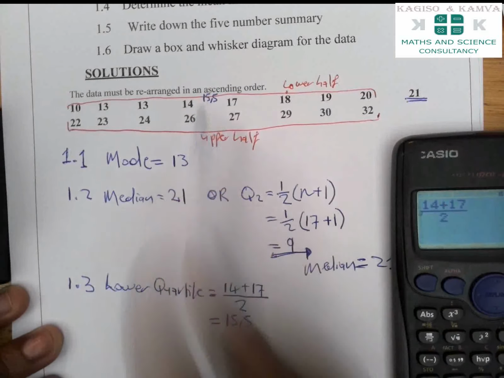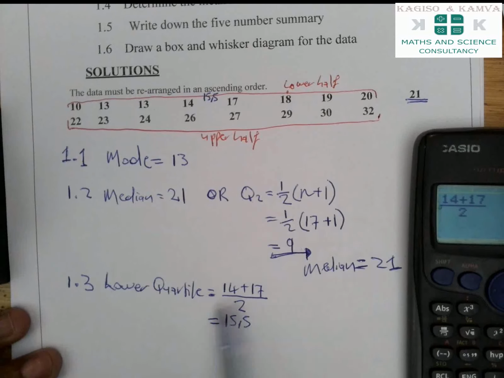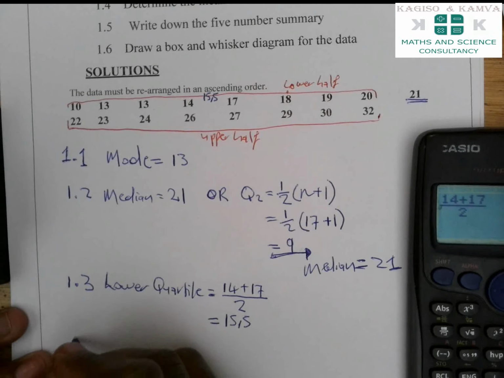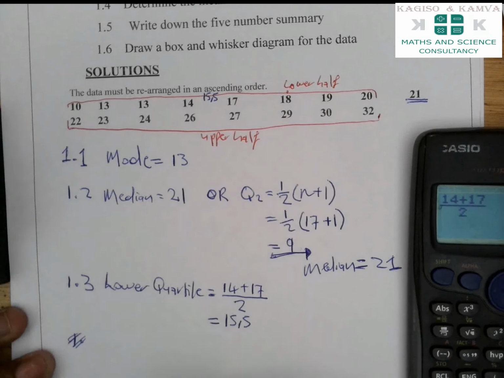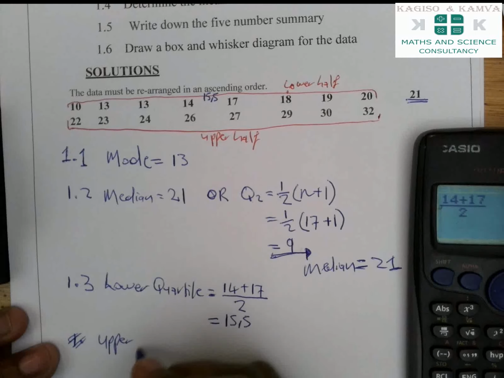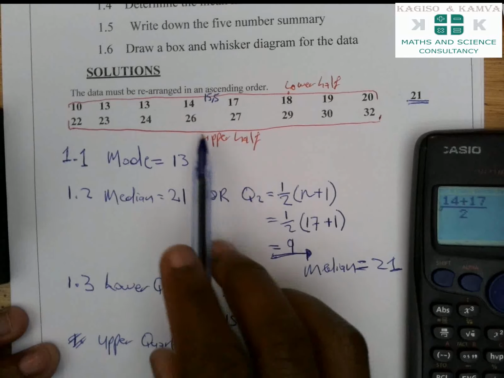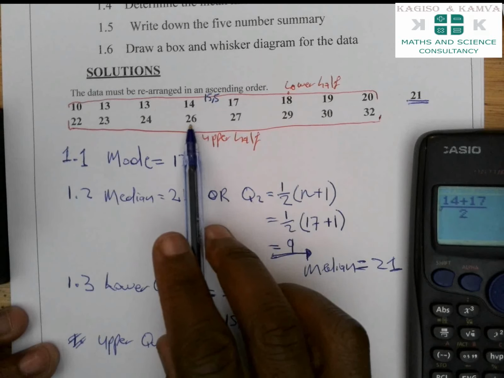15.5 is between those two. Okay, so the same will happen for what? We are still on the same question for the upper quartile. Okay, now for the upper quartile, we are going to have the upper quartile is the median of the upper half.